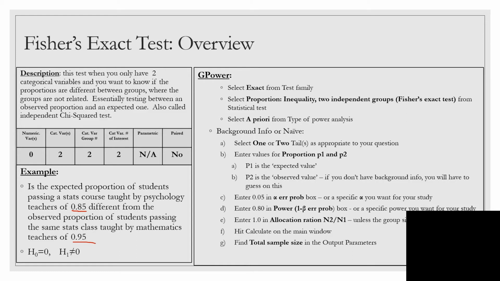In G-Power, we'll need to select proportion inequality for two independent groups under the exact test family. Tails, enter proportions, where P1 is the expected value, P2 is the observed value. And here, as when we did the 2-sample t-test, in addition to alpha and power, we need to enter an allocation ratio.